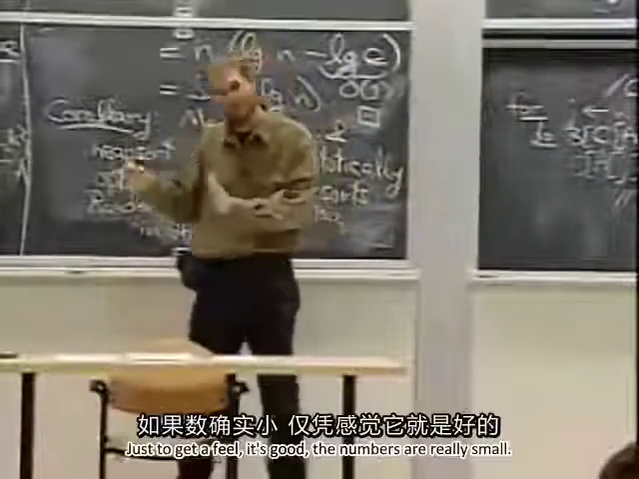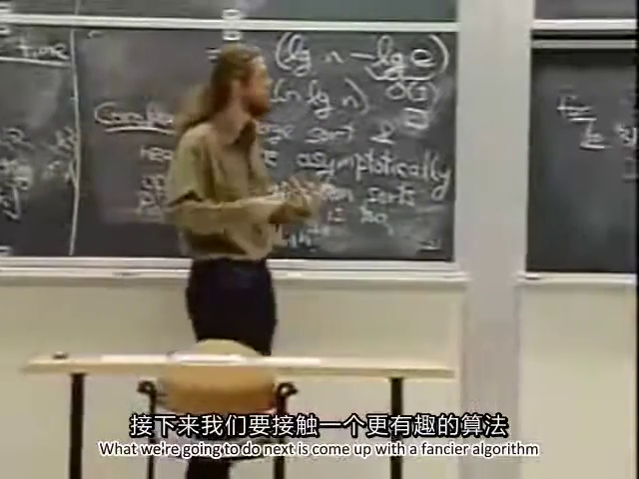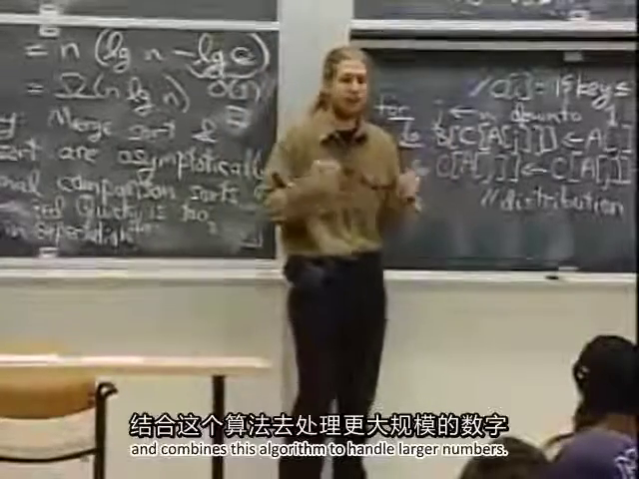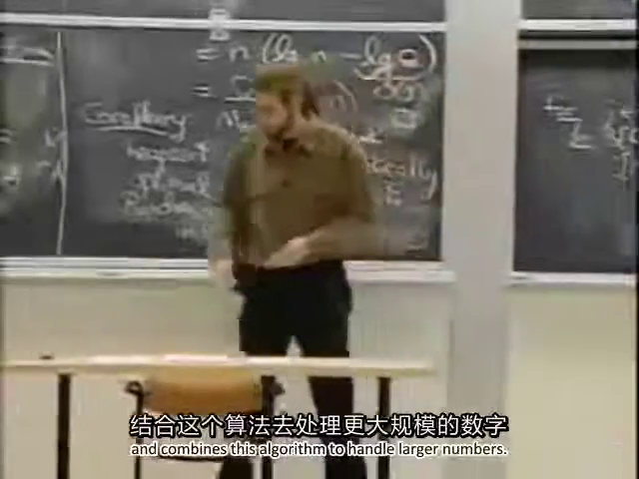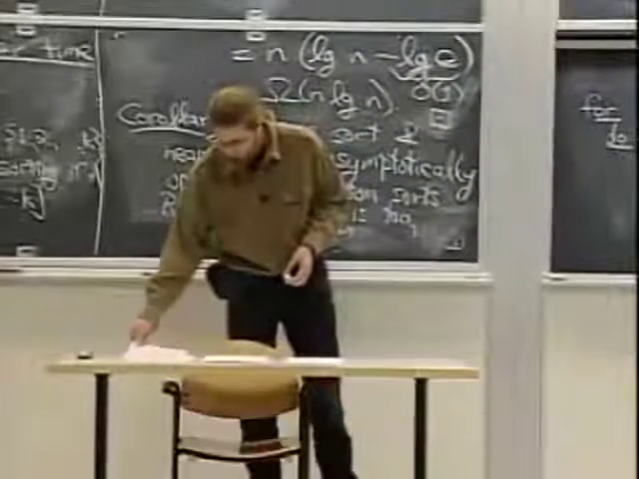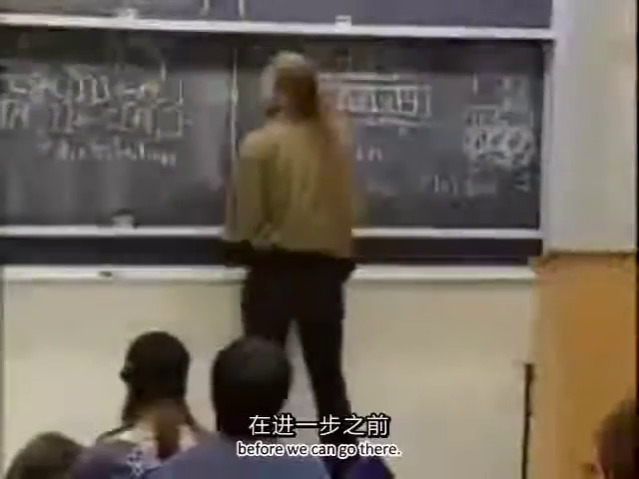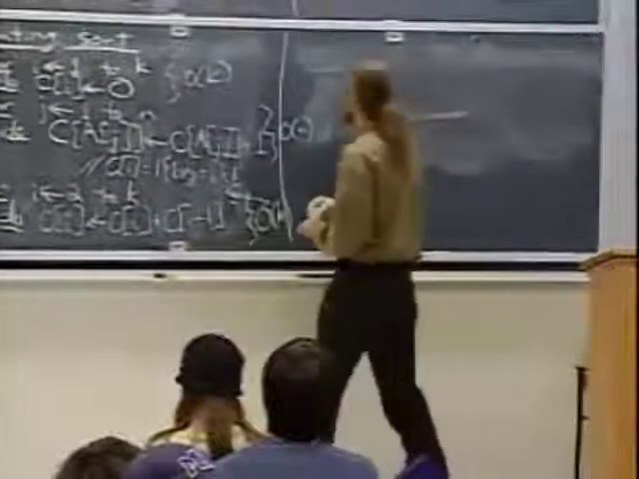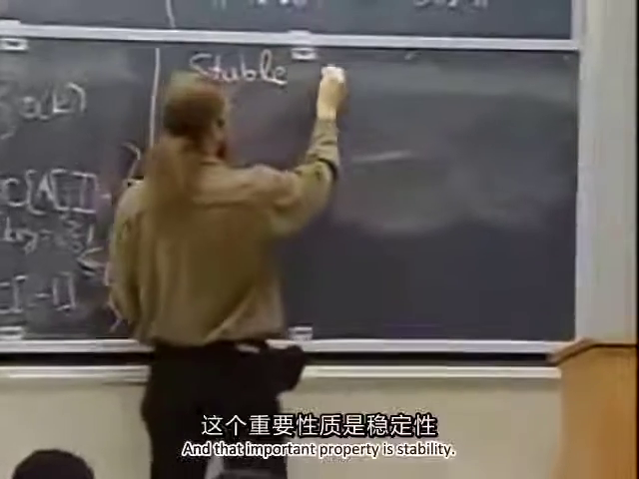So just to get a feel, it's good when numbers are really small. What we're going to do next is come up with a fancier algorithm that uses this as a subroutine on small numbers and combines this algorithm to handle larger numbers. That algorithm is called radix sort, but we need one important property of counting sort before we can go there. And that important property is stability.